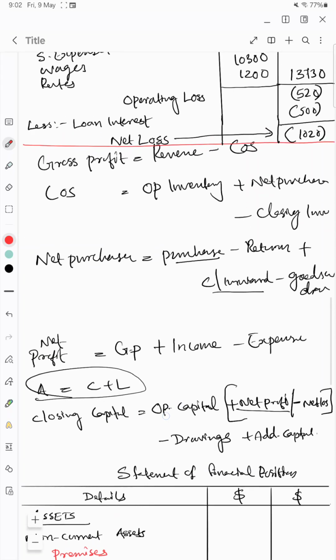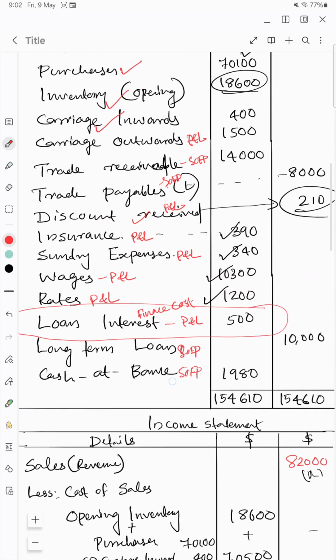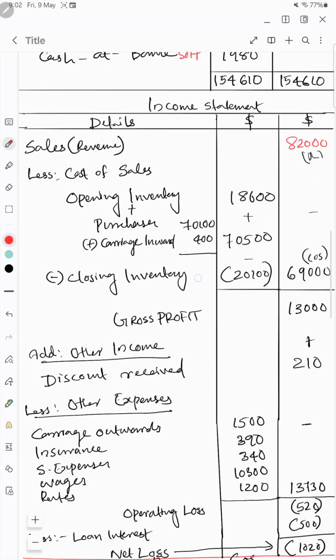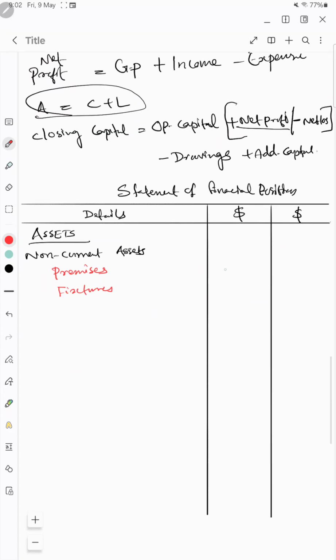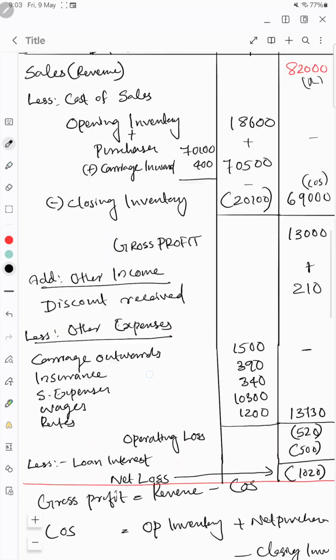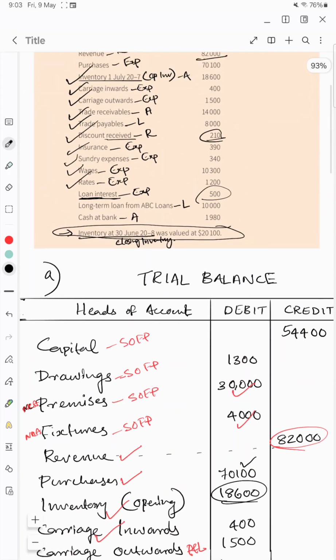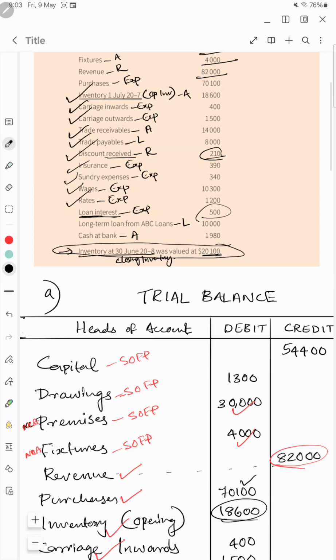Check the amount here. The amount is 30,000 and 4,000, so you can take here in the first column 30,000 and 4,000, total 34,000. Next is current assets. Under current assets, we can write closing inventories. We have closing inventory 20,100.